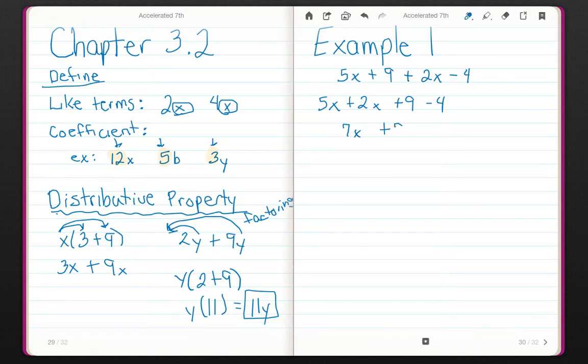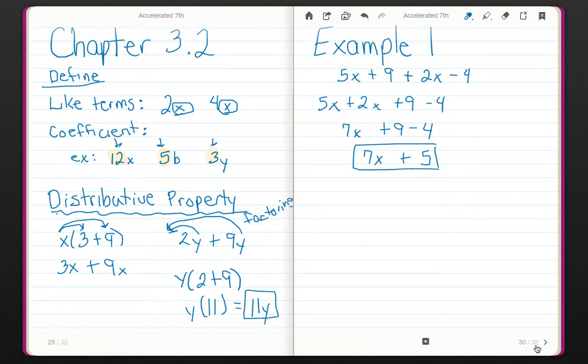Rewrite the rest of the problem. 7x cannot be joined with 9 or 4 because they do not have a common term. Neither 9 nor 4 is multiplied by x. However, I can combine 9 minus 4, which is 5. So my final simplified answer is 7x plus 5. Without knowing a value for x, this is as far as I can go.